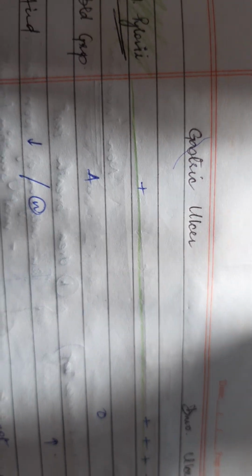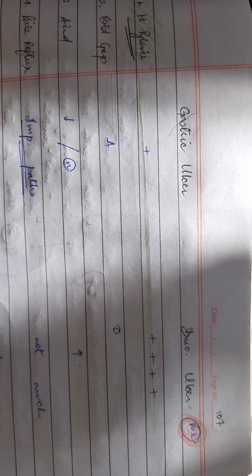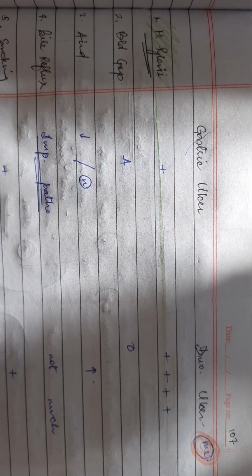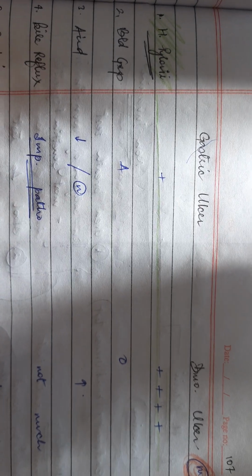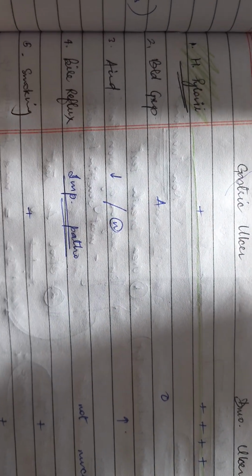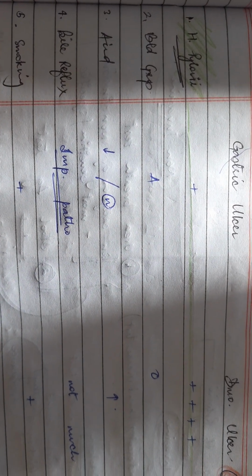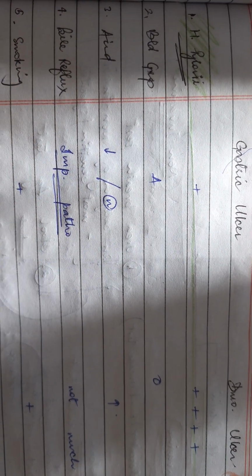Okay. Gastric ulcer versus duodenal ulcer. Duodenal ulcer is more common than gastric ulcer. It is a chart of differentiation. H. pylori is a cause of gastric ulcer, but in duodenal ulcer it is a very common cause. Then blood group A is associated with gastric ulcer, and blood group O patients are associated with duodenal ulcer.